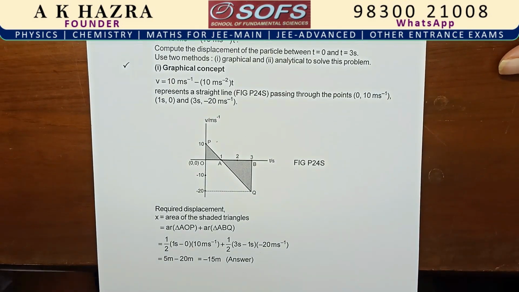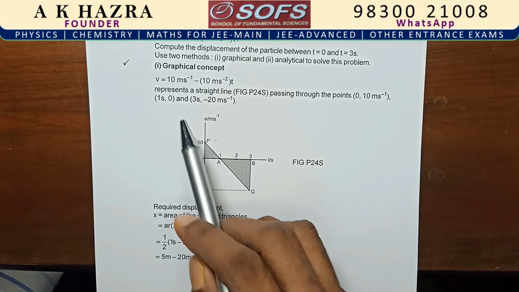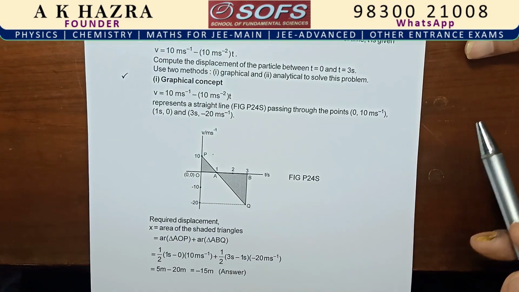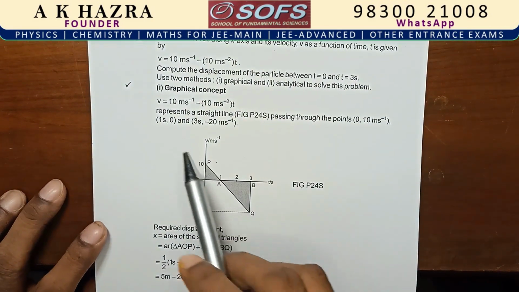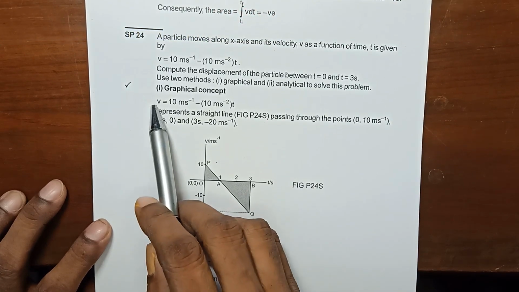So first, graphical concept. Now v is given. Obviously you know it is a straight line, y is equal to mx plus c. So yes, we can draw the v-t graph, that is a straight line graph from this law.